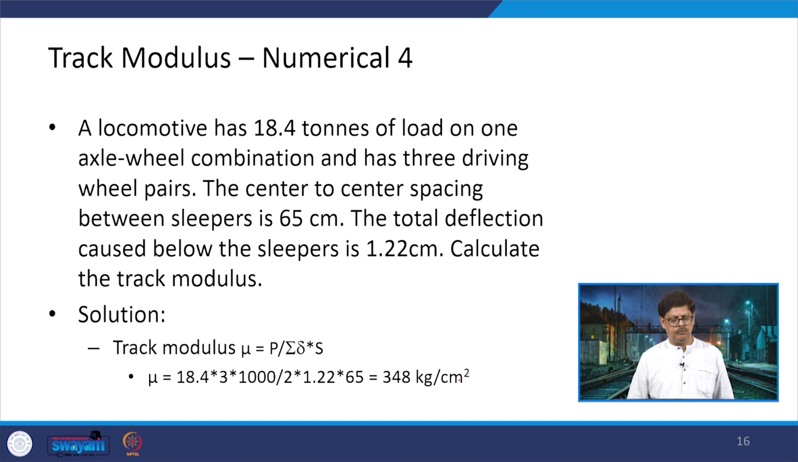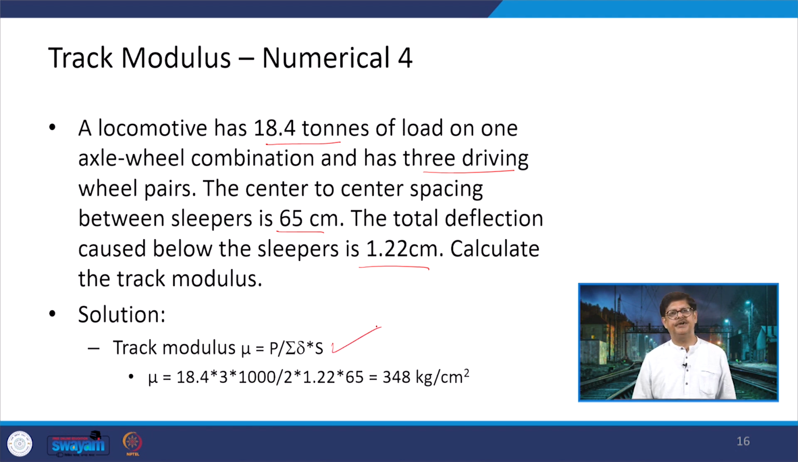Let us have another one. Here again the load is the same, 18.4 tons on one axle load with 3 driving wheel pairs. The center to center spacing is given as 65 centimeters. The total deflection caused below the sleepers is given as 1.22 centimeters. Now, again the track modulus has to be calculated. So, the third formula which we created, where L divided by N has been used as the sleeper spacing S, is being used here.